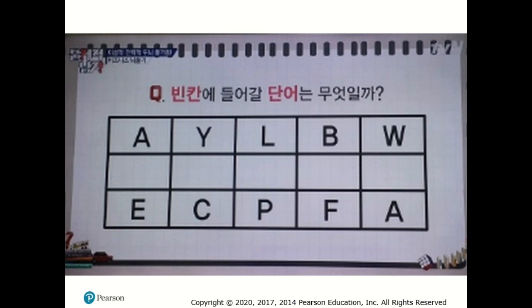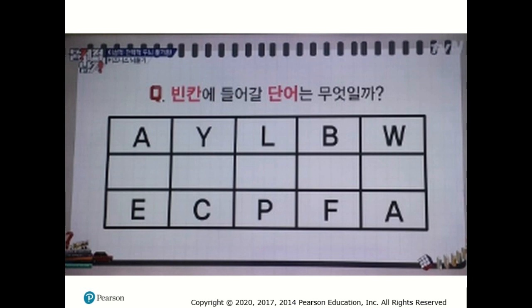So the answer for the word is candy. Candy. Actually, quite a few of you got this right, and I was really impressed. So C is the word alphabet that is between A and E. A is the word between Y and C. Y is at X, A, B, C. L, M, N, O, P. So N is the word, and the other words are D and Y. So the answer is candy.